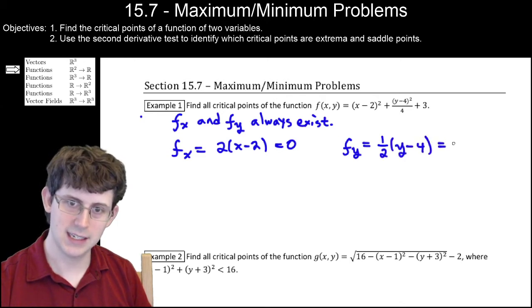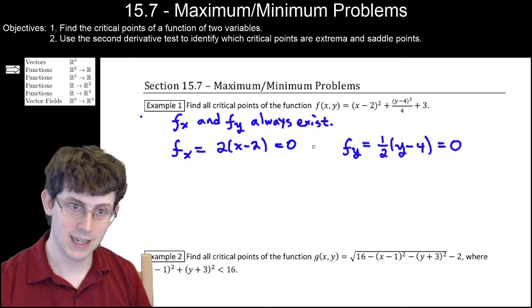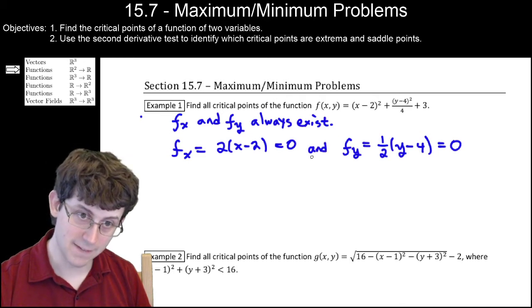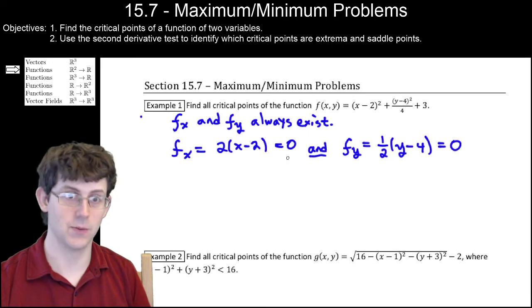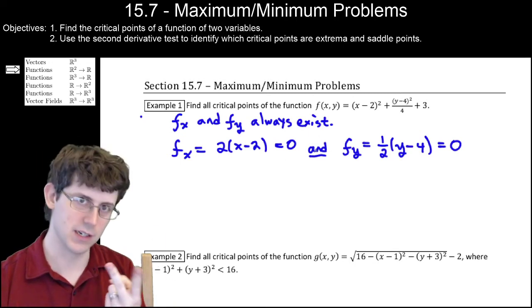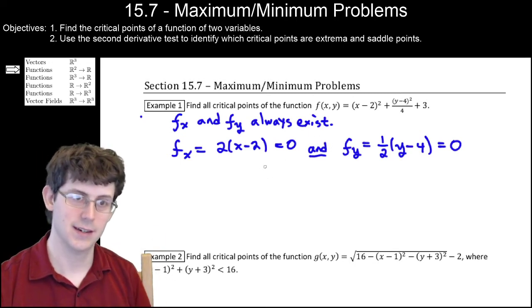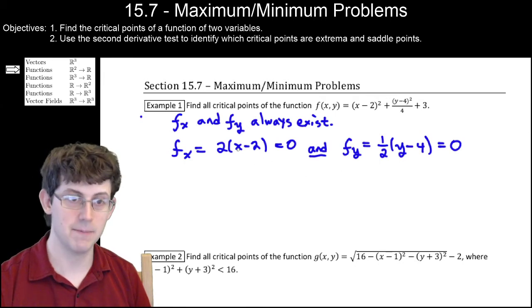So it's not like this is two separate answers. It's like both of these have to be true at the same time. So it's this first one and the second one, not or. It's not like two solutions to a quadratic equation. It's like both of these have to be true at the same time.